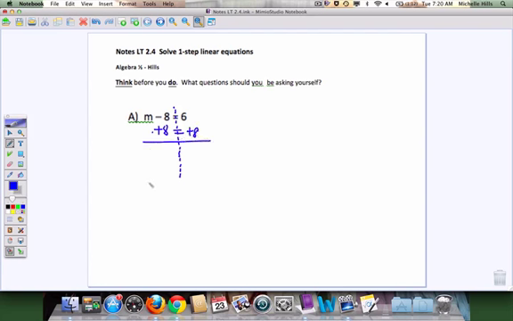So I end up with m equals 14. Now if I want to check that, I go back into the original equation and substitute 14 where I see m, and take my calculator and punch in 14 minus 8 equals, and it should equal 6, which it does.